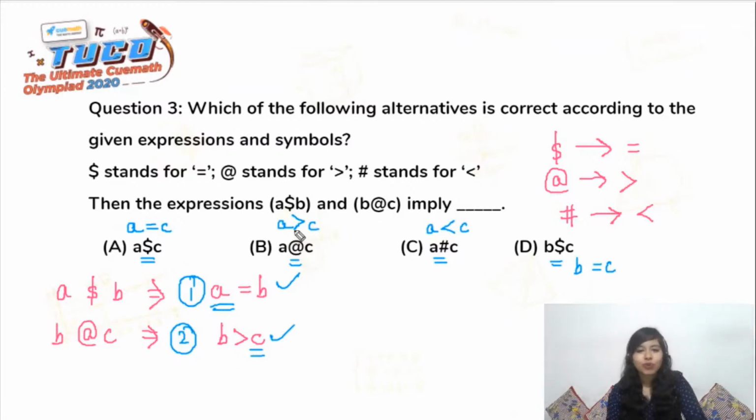Let's see for the second one. A is greater than C. Yes, it is. Why? Because we know that A is equal to B, and if B is equal to C, it's very obvious that even A should be greater than C. Hence, I could say option B is correct. Option C is definitely not correct. A is not lesser than C, and neither is B equal to C, which is violating our given question.